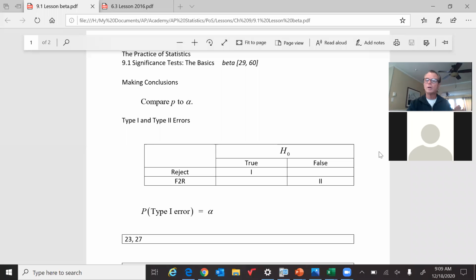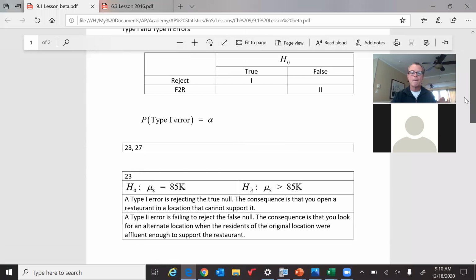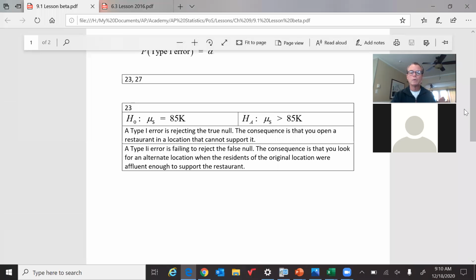All right, so let's look at 23. The null is that the mean income in the neighborhood is 85,000. Okay, the alternate is it's more than 85,000. Okay, the type 1 error is rejecting the true null. So you reject the true null. The people make 85,000. You assume that your conclusion is they make more than that. So you open this restaurant in a location where people aren't making enough money to support it.